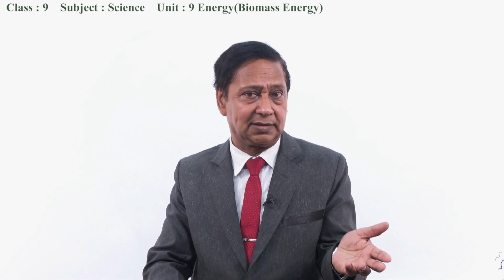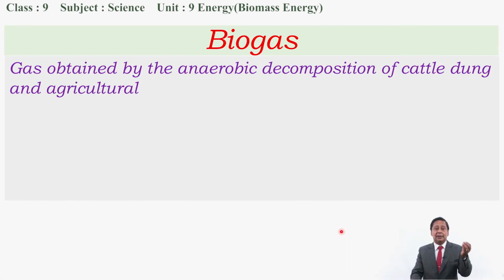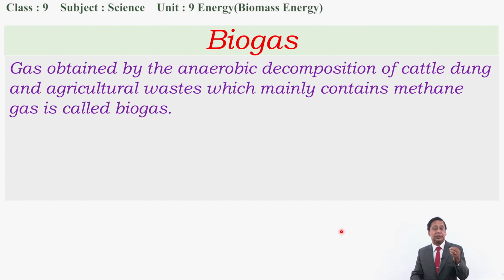Exactly what is biogas? We can define biogas this way. Gas obtained by the anaerobic decomposition of cattle dung and agricultural waste, which mainly contains methane gas, is called biogas. Look at this definition. Three points are highlighted. First, the raw material is told: agricultural waste and cattle dung are the raw material for biogas. The process is also told: anaerobic decomposition is used in making biogas. And third, it gives the gas which contains mainly what? Methane. And this way we can define biogas.